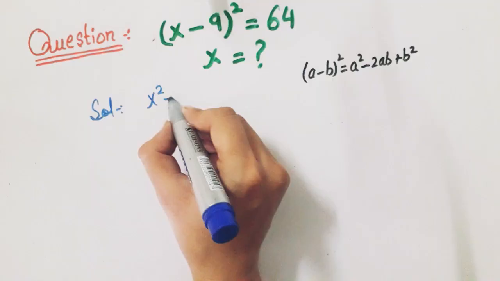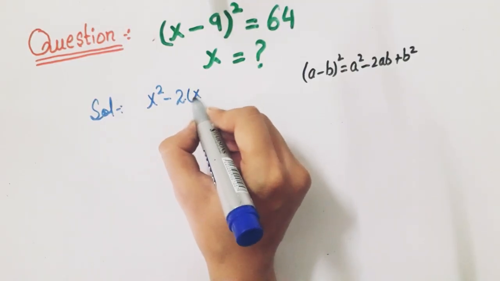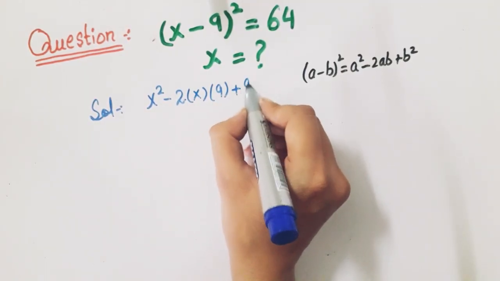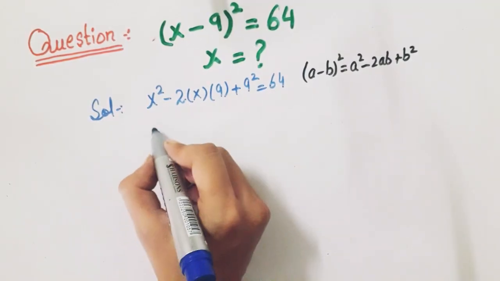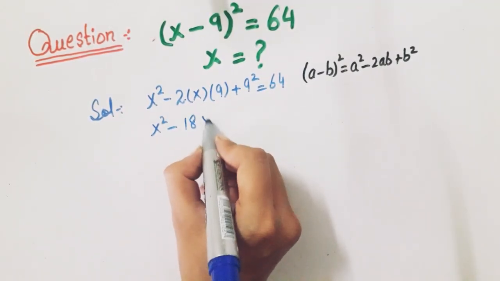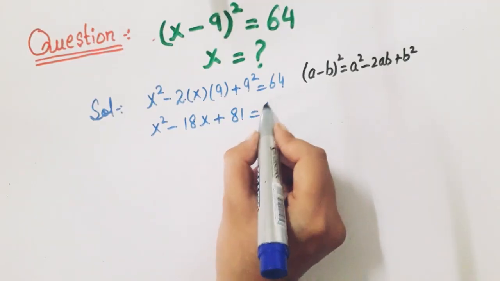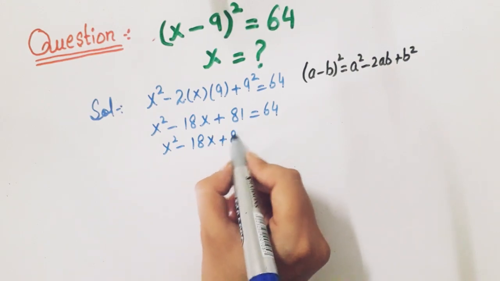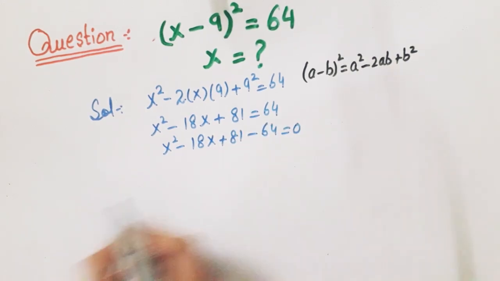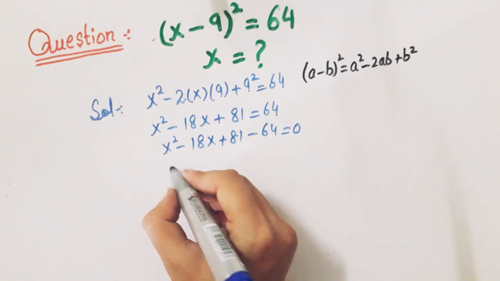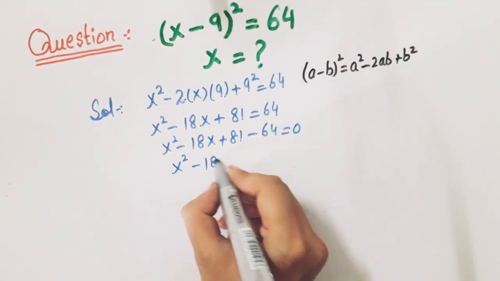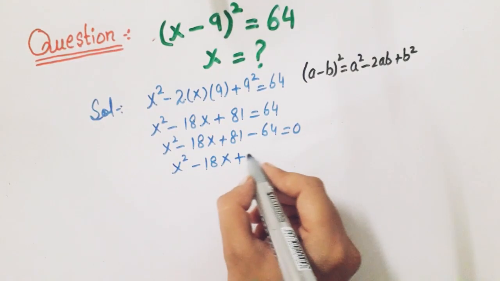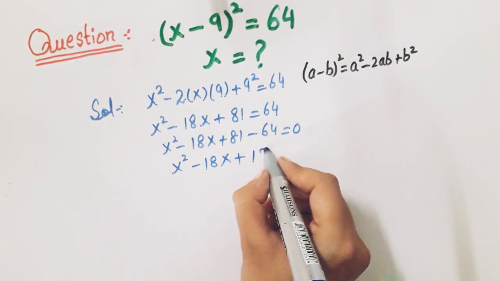x square minus 2 into x into 9 plus 9 square equals 64. So x square minus 18x plus 81 equals 64. Now x square minus 18x plus 81 minus 64 equals 0. So by subtraction of 81 minus 64 we will get x square minus 18x plus 17.